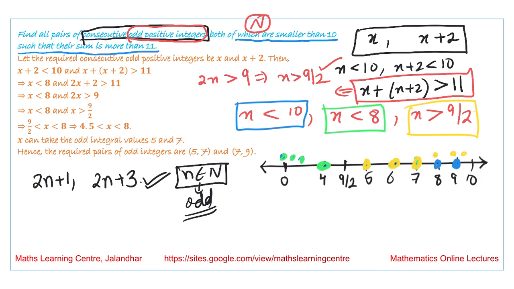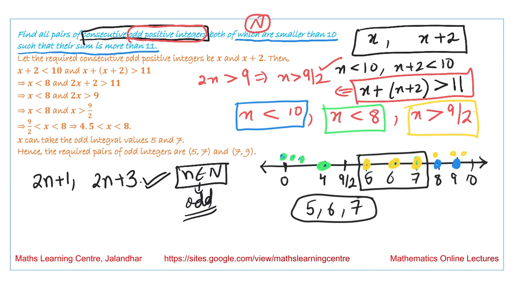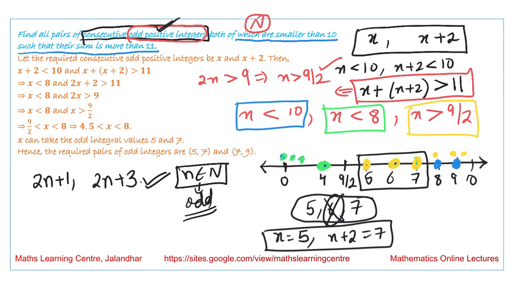So what are the common values that we have over here? The common values are these three values, that is 5, 6 and 7. Now out of these values, what we require is odd integers. Out of these values, 6 is not odd. So if we substitute x is equal to 5, the value of x plus 2 will be 7. And if we substitute x is equal to 7, we obtain x plus 2 is equal to 9. So these are the required pairs of integers, that is 5 and 7, and 7 and 9.